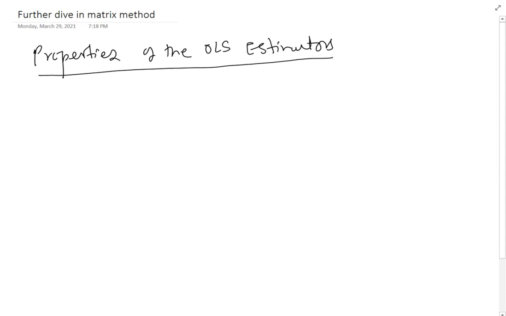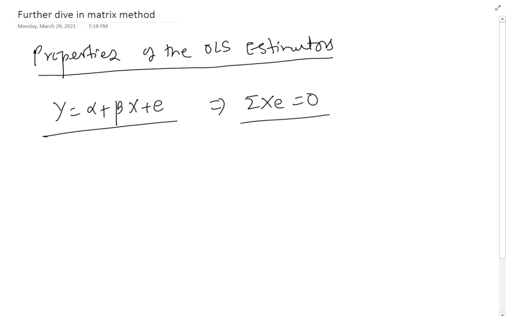And the first basic property is that, let's say y equals alpha plus beta x plus e. The first property is that summation xe equals 0. It means that x must be independent of e. And how can we show it in the matrix method?